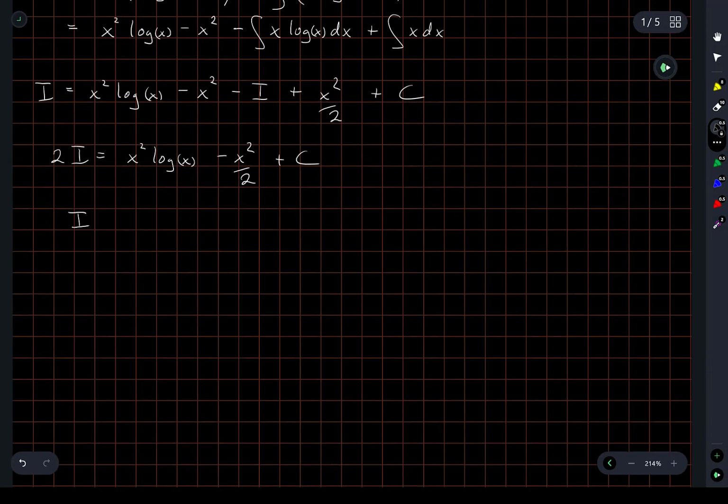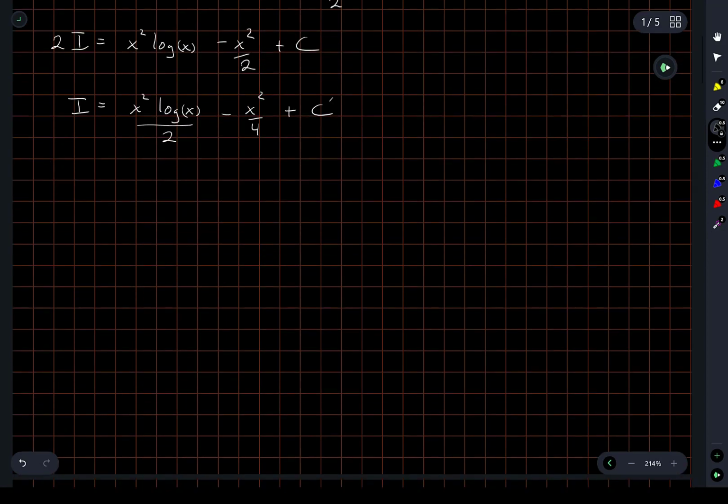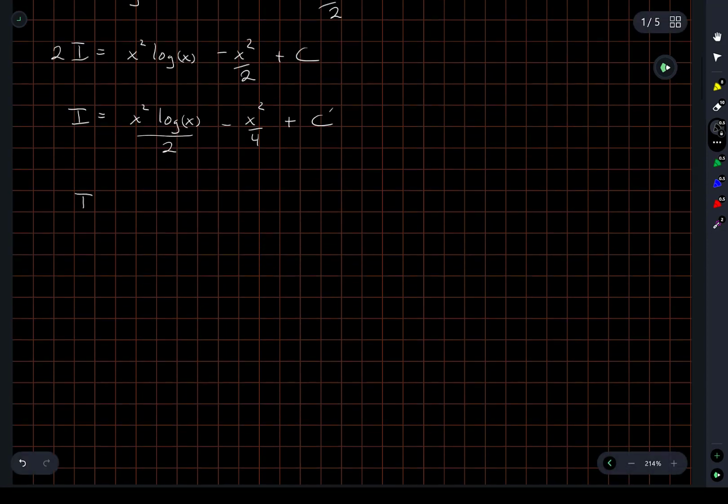And so I is equal to x squared log x over 2 minus x squared over 4 plus a different constant of integration. And we should be able to check our answer, right? We now have I as a function of x up to an arbitrary constant. If we differentiate this, we should get the original function back, right? So let's just compute I prime. Make sure we've got things going correctly here.